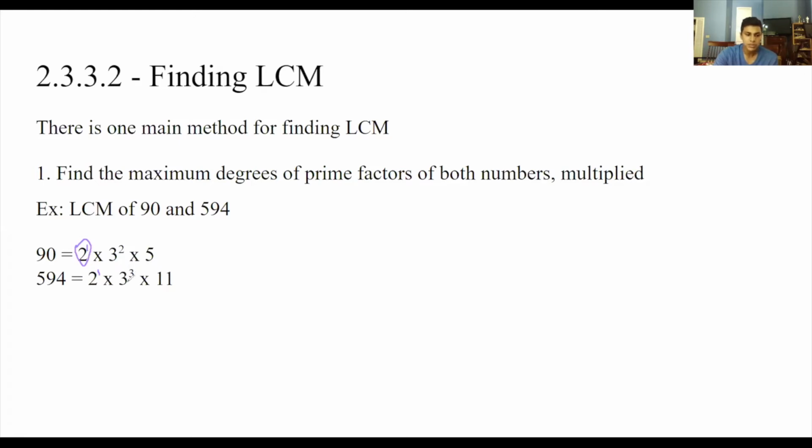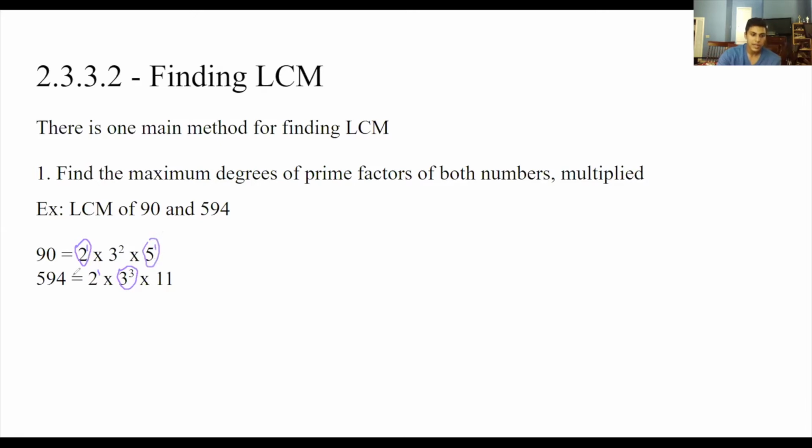So we need to find the maximum degree of 3 in either of the prime factorizations. Well, the maximum degree of 3 that shows up in either of these prime factorizations is 3 to the power of 3. Now we have 3 to the power of 2 in the prime factorization of 90, but 3 to the power of 3 is a higher degree, and it's in the prime factorization of 594. So that's what we're going to use in our calculations. Next, in 90, we have 5 to the power of 1. And since this is the only 5 in either of the prime factorizations, and since it's to the power of 1, the highest degree of 5 that we have is just 5 to the power of 1.